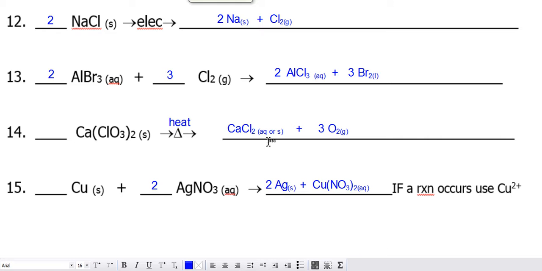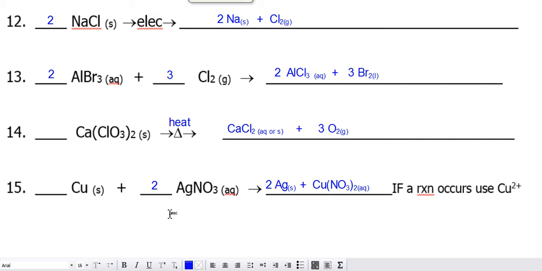Oxygen's a gas. What about the state of matter here? There isn't actually any water, so 99% of the time it would be solid. If there happened to be any water, it would be aqueous, but it's probably a solid. But I will take either, because the solubility rules say the calcium chloride would be aqueous.